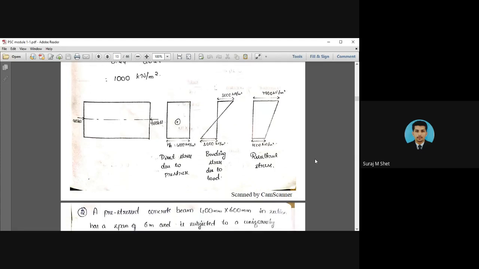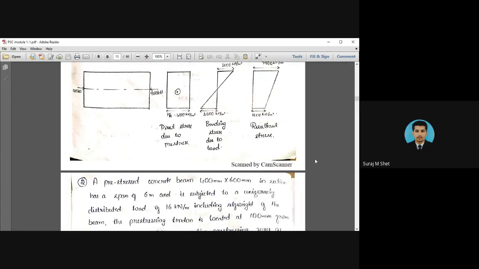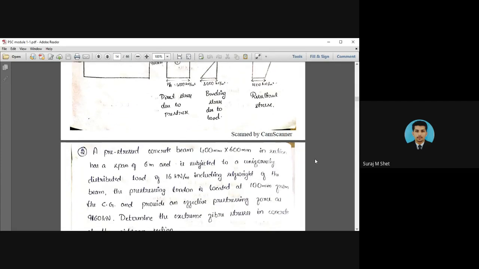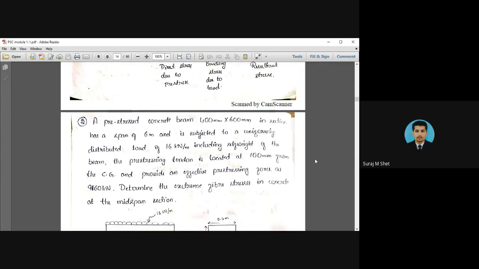Normally they'll ask a simple problem like this in module 1, or else they'll ask some theory part. Okay, I'll solve one more problem.